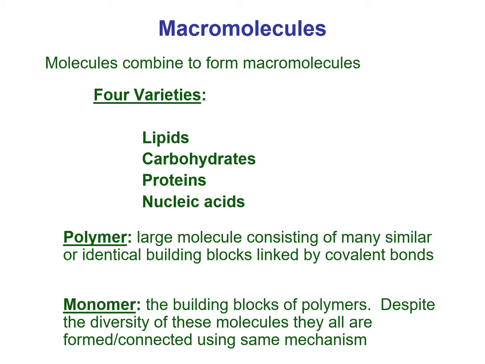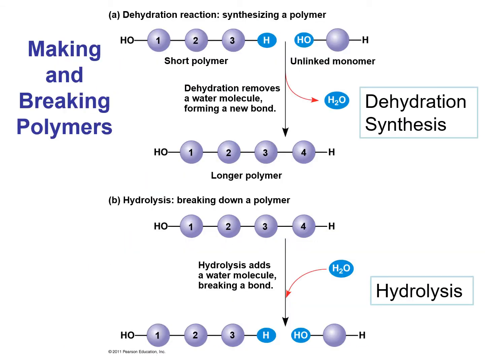So for instance, proteins are long chains of amino acids. The amino acid would be the monomer. The protein itself is the polymer. And all polymers are made the same way in your cells. It doesn't matter if we're talking about proteins or nucleic acids. In all cases, the monomers come together and a water molecule is drawn off as a new bond is formed.